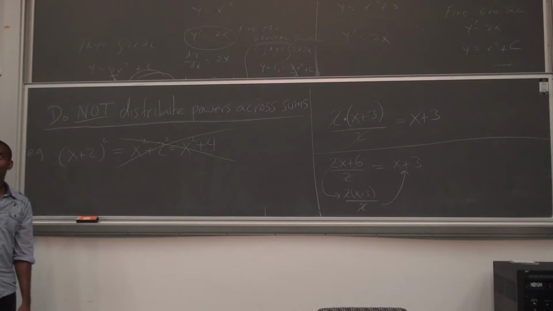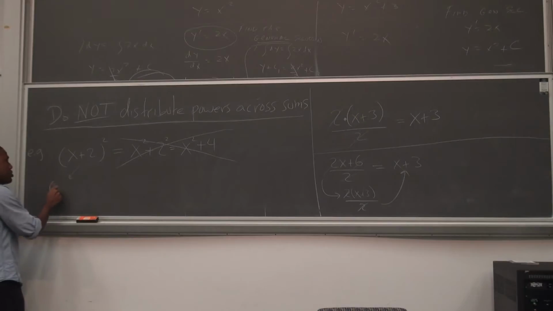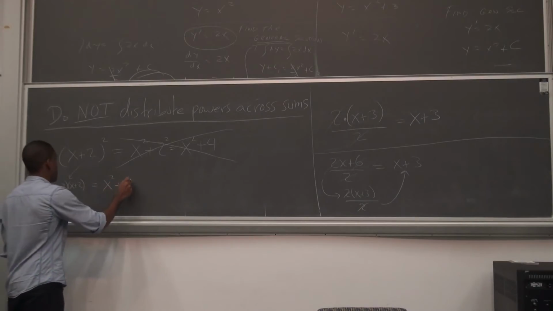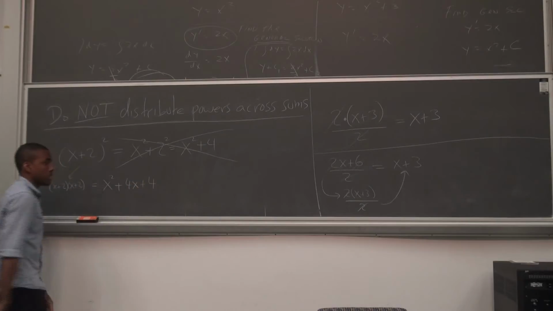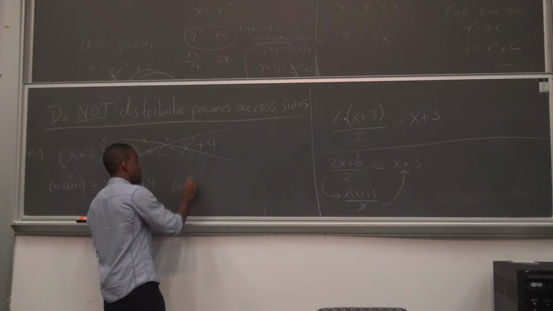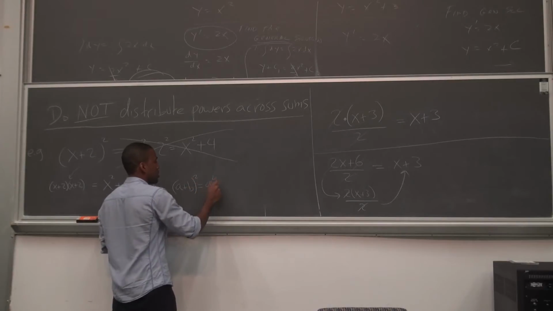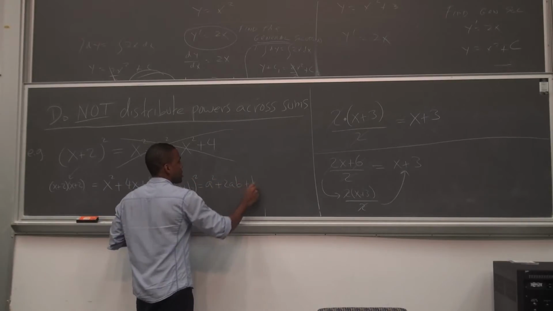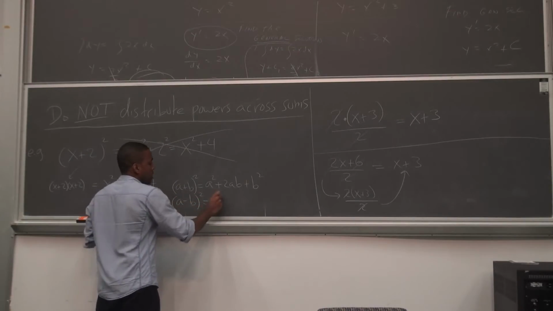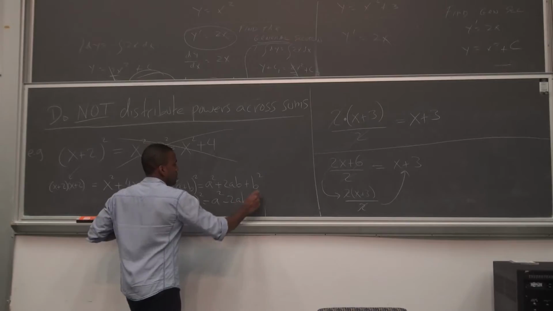It's x plus 2 times x plus 2, and the distributive law applies. So the answer is x squared plus 2x plus 2x plus 4, which is x squared plus 4x plus 4. By the way, there's a shortcut for that. You just know that a plus b all squared is equal to a squared plus 2ab plus b squared. And if there's a minus sign, the middle sign follows through.